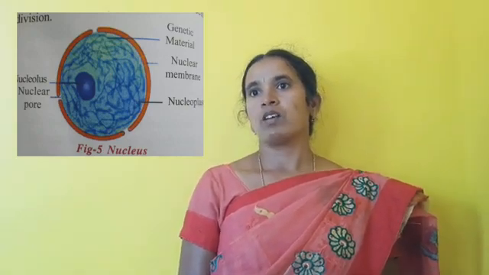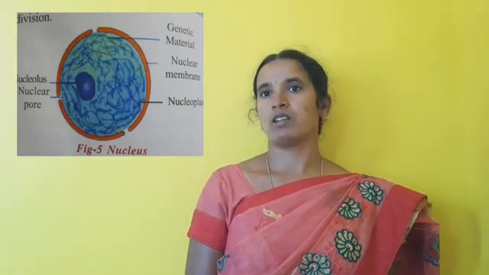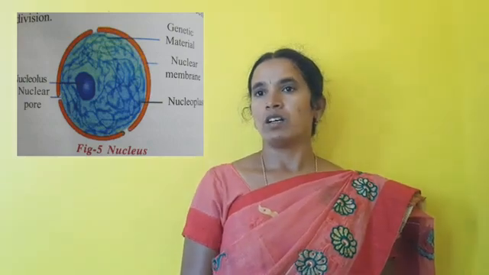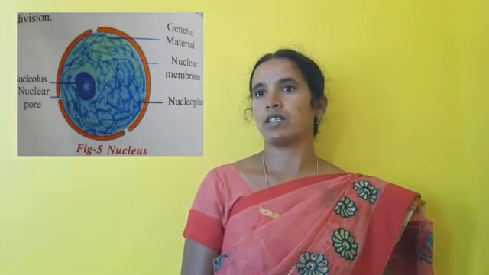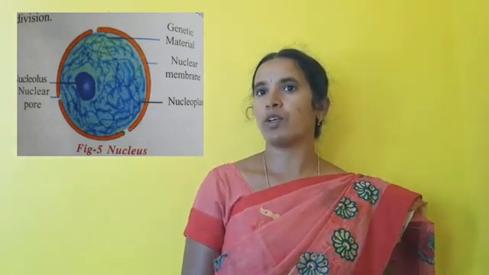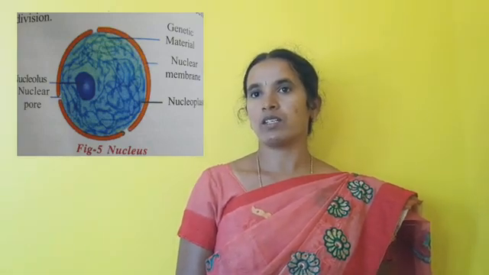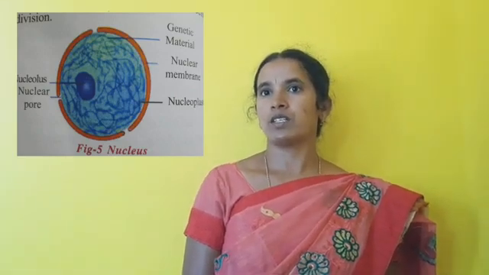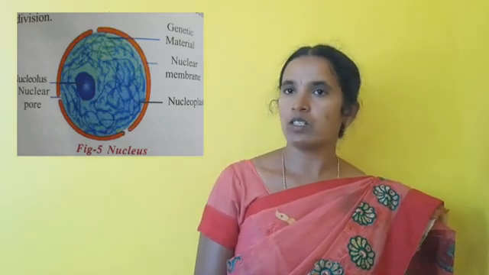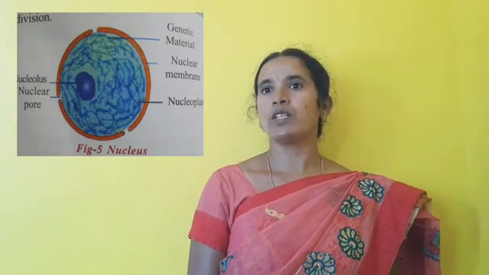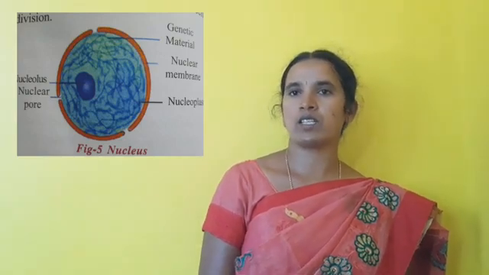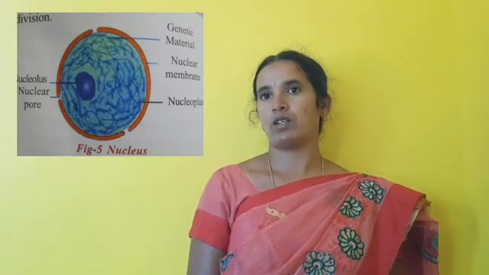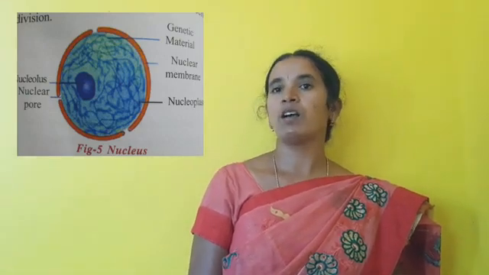Almost all eukaryotic cells have a nucleus. Red blood cells in some mammals and phloem sieve tubes in plants are examples of cells that do not have a nucleus. Which cells do not have a nucleus? Red blood cells in some mammals, and phloem sieve tubes in plants.